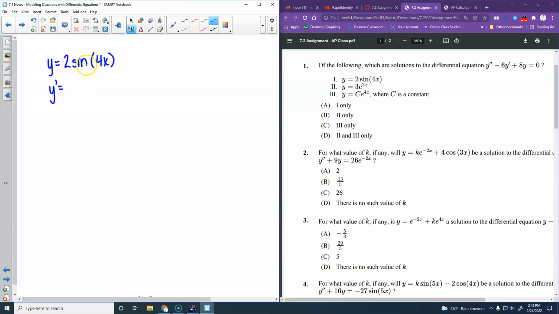So derivative of sine is cosine. Integral is negative. You'll have 4x. You have to multiply by the derivative of 4, which gives you an 8 out here. Second derivative: the derivative of cosine is negative sine. So I'm going to have sine of 4x. We'll have to multiply by 4, so we'll get a negative 32 out here.